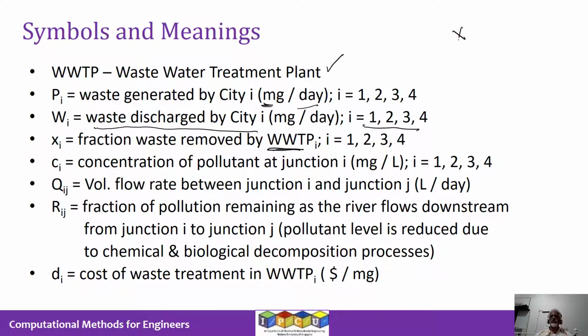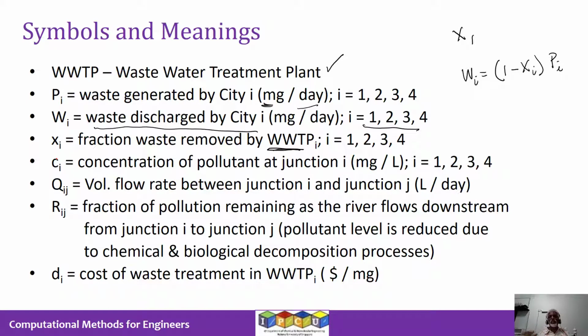So X1 will be the fraction of waste removed by wastewater treatment plant 1. As you can imagine, you can write Wi is equal to 1 minus Xi times Pi. Please note Xi is a fraction and it is dimensionless. And if Xi is equal to 0, Wi is going to be equal to Pi. That means if the fraction waste removed by the wastewater treatment plant is equal to 0, then whatever pollutant that city produces is going to find its way into the water body because Wi would be equal to Pi when Xi is equal to 0.